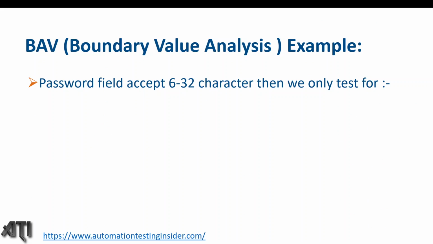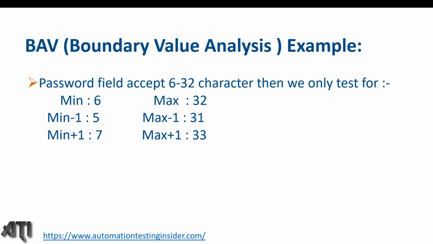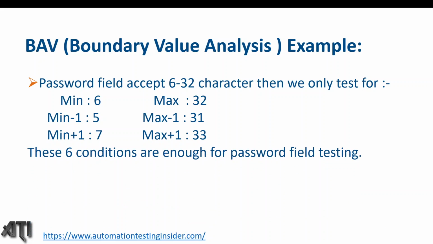The password field accepts 6 to 32 characters, so we only test for minimum 6, maximum 32, minimum -1 which is 5, and minimum +1 which is 7. Similarly, we have the maximum side. It should take 6 to 32. What are the invalid values here? Minimum -1 is invalid, and maximum +1 is invalid. It should accept all the values like 6 characters, 7, 32 and 31, correct? And these 6 conditions are enough for password field testing.